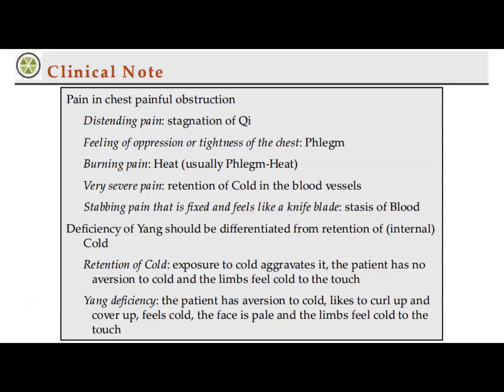So if there is distending pain, there is qi stagnation. Feeling of oppression or tightness of the chest, phlegm. Burning pain, there is heat, usually phlegm heat. Very severe pain, retention of cold in blood vessels. Stabbing pain that is fixed, feels like a knife blade, blood stasis.